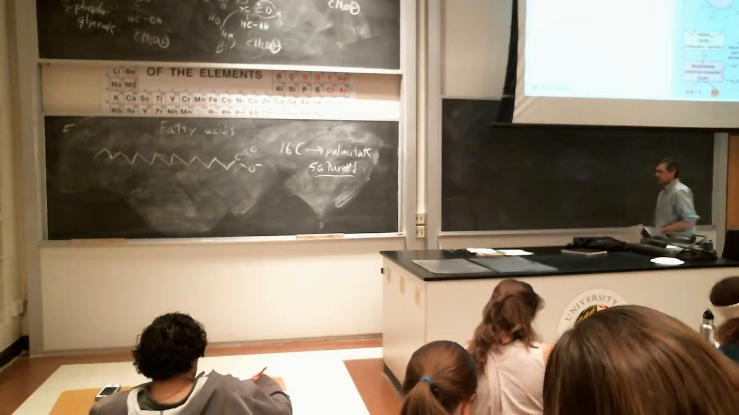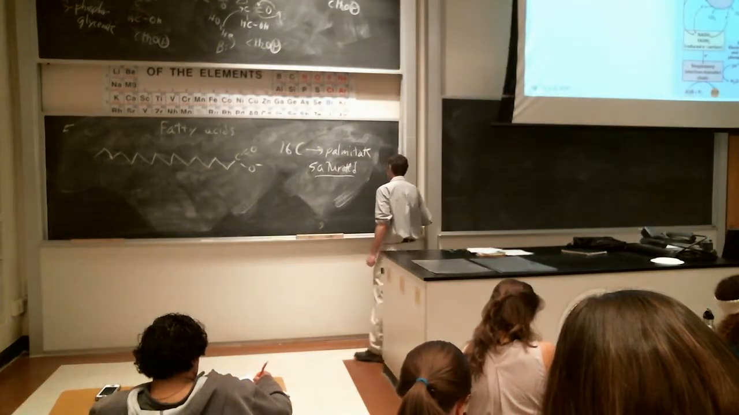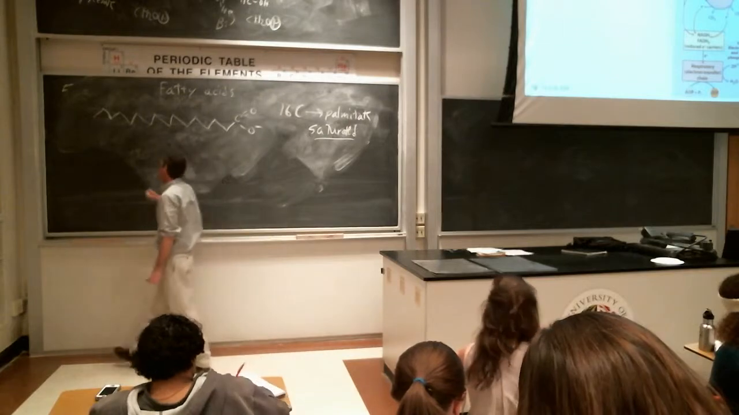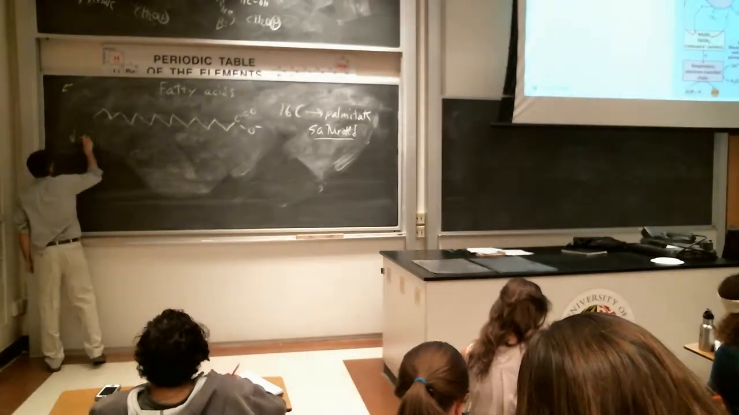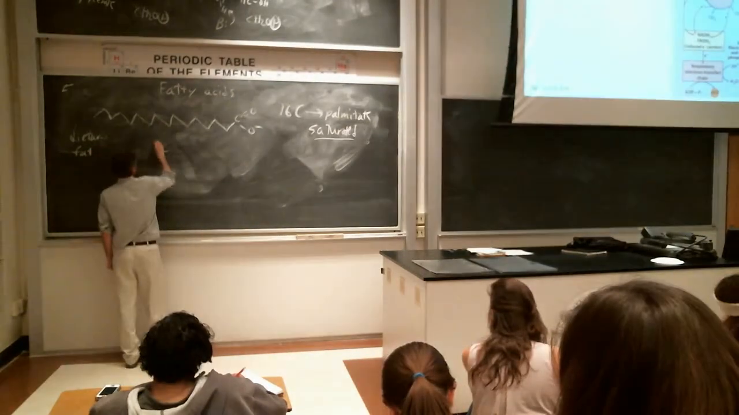Now, where do we get fatty acids from? We get fatty acids from fat in our diet. So fat, of course, is triacylglycerols.